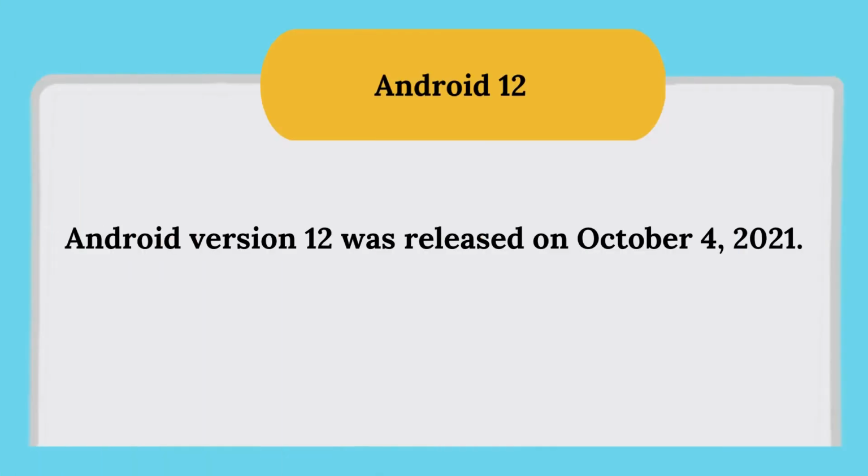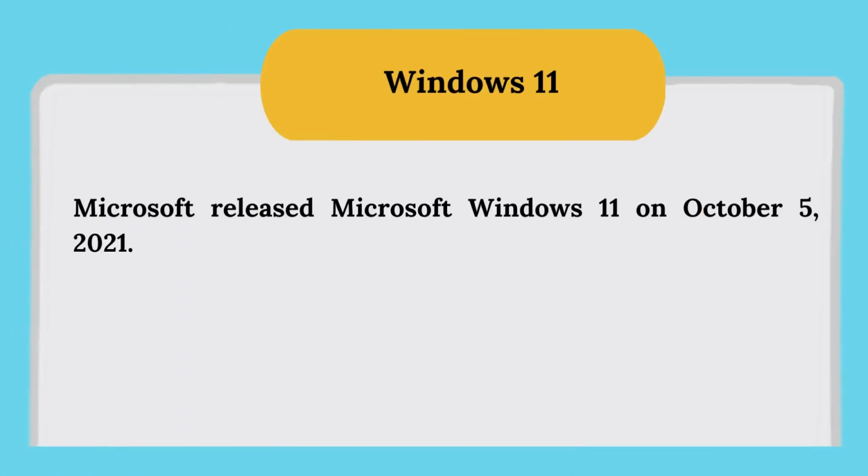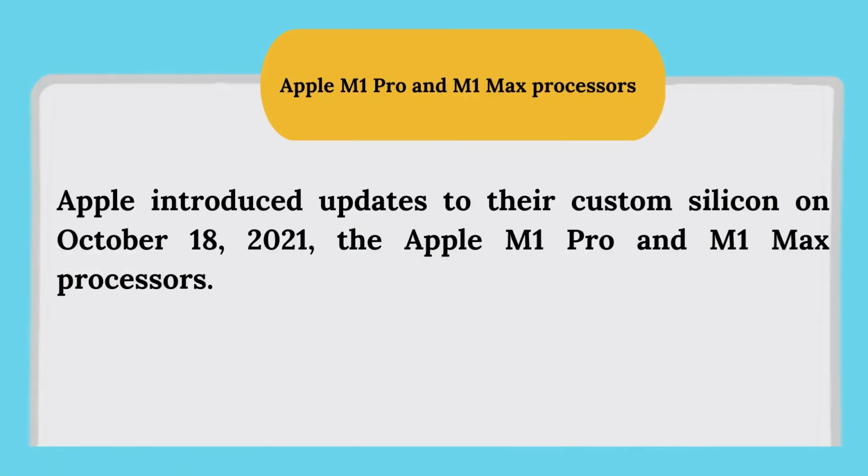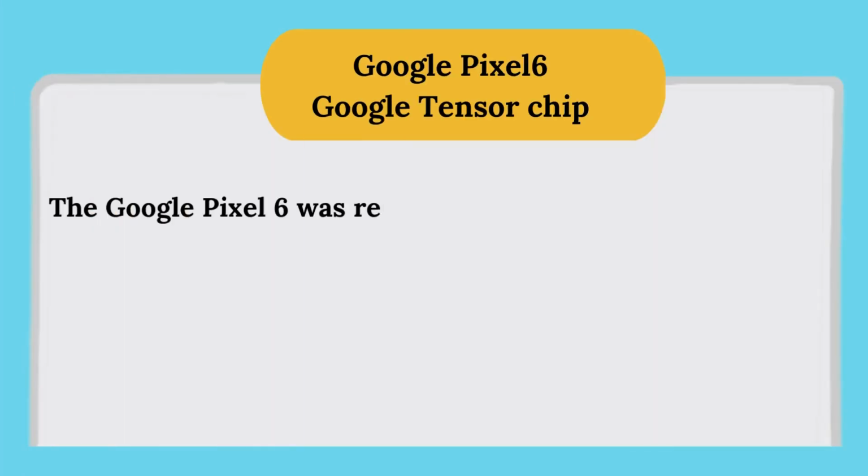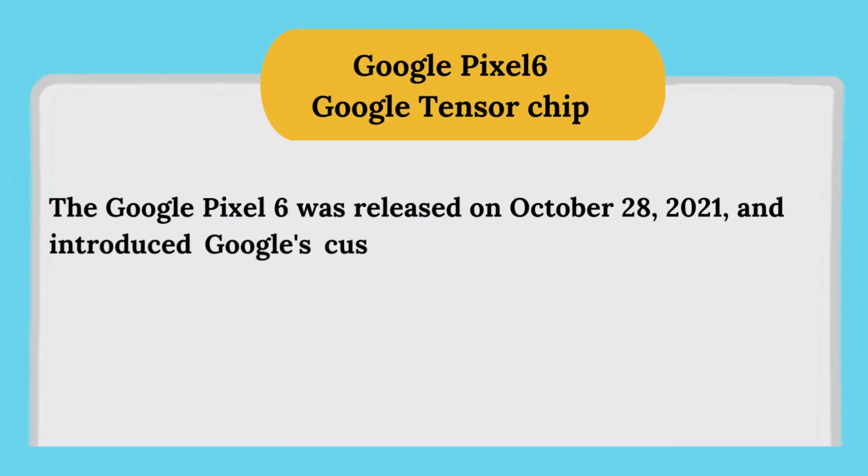Android version 12 was released on October 4, 2021. Microsoft released Microsoft Windows 11 on October 5, 2021. Apple introduced updates to their custom silicon on October 18, 2021, the Apple M1 Pro and M1 Max processors. The Google Pixel 6 was released on October 28, 2021 and introduced Google's custom silicon, the Google Tensor chip.